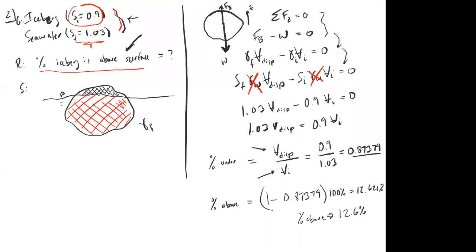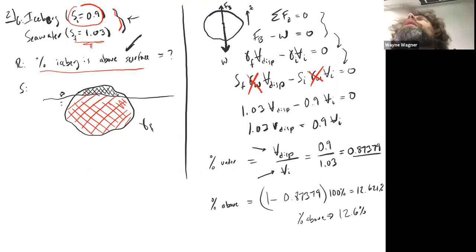The second one: why do you flip it when you set up the equation, 1.03 volume displaced equals 0.9 volume of the ice, and then you put them together? What are you trying to solve in there? Why do you have volume displaced over the volume of ice? Oh, why did I end up going with volume displaced over the volume of ice?